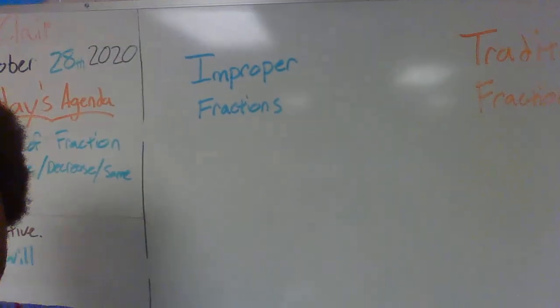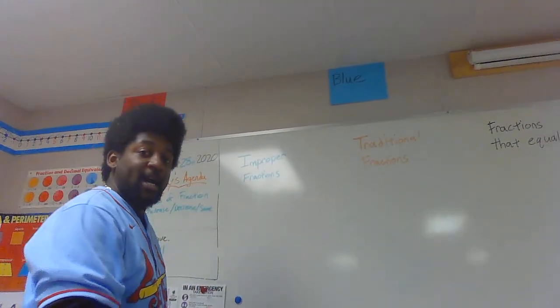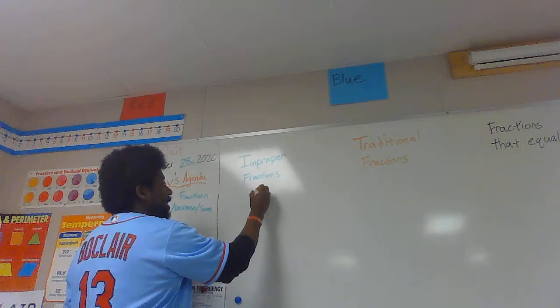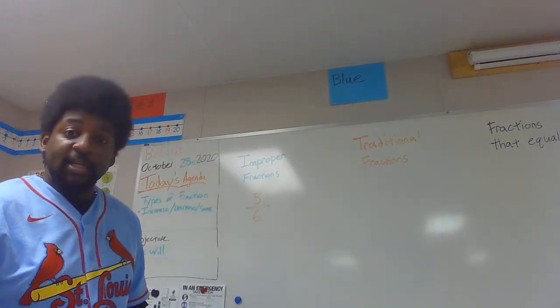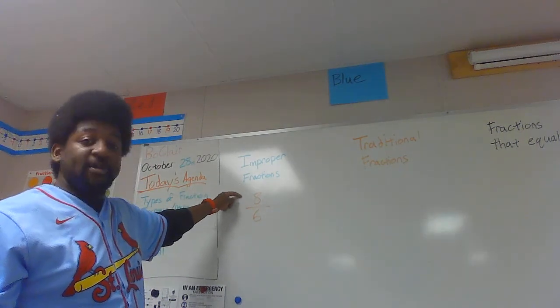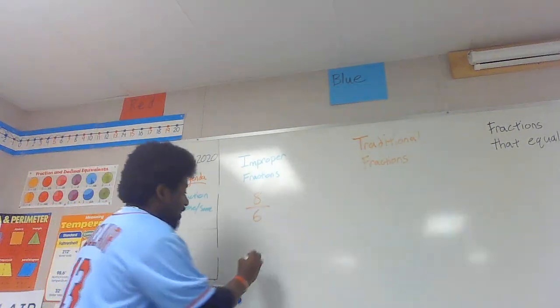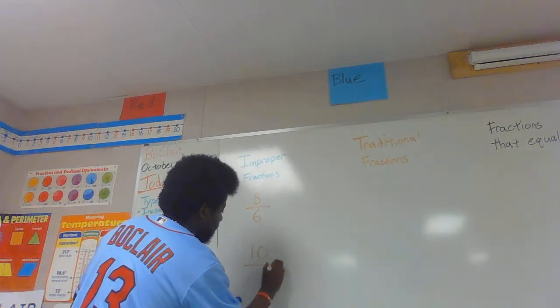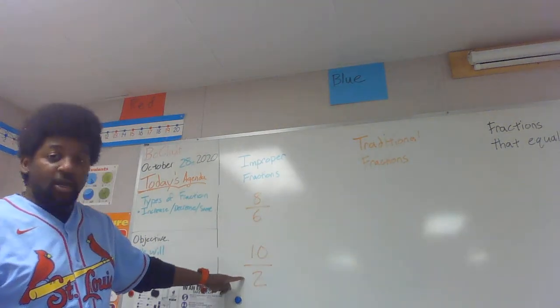Improper fractions are fractions that have the larger number on top. An example would be 8 over 6. 8 over 6 is an improper fraction. The larger value is on top of the smaller value. Another example of that would be 10 over 2. Large number on top, smaller number on bottom.